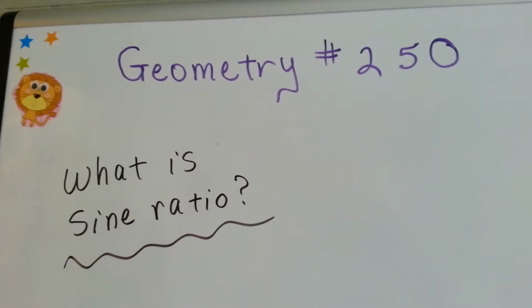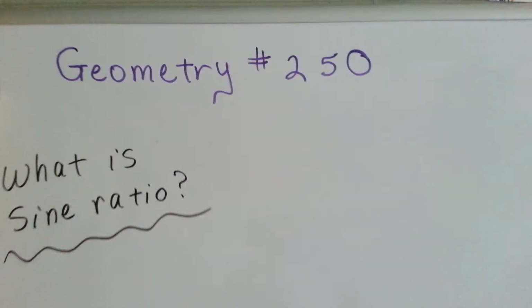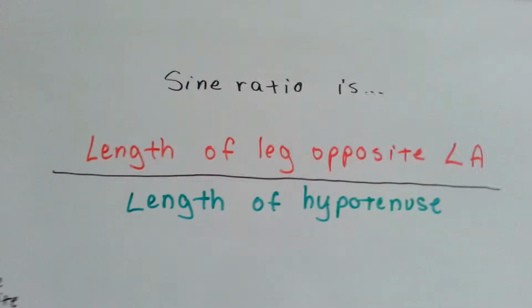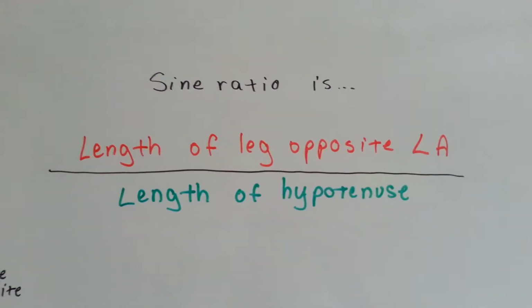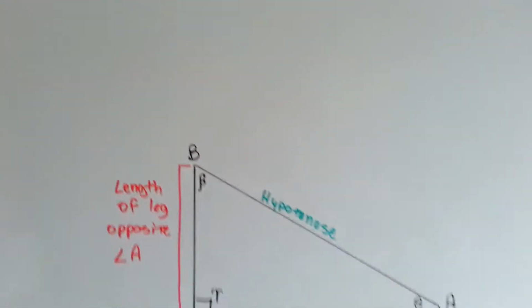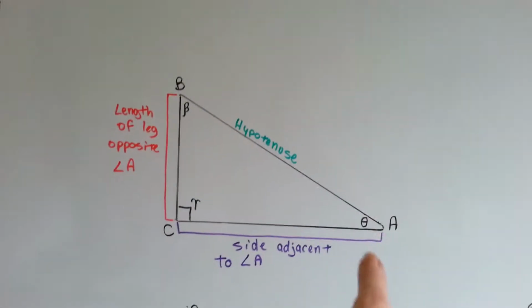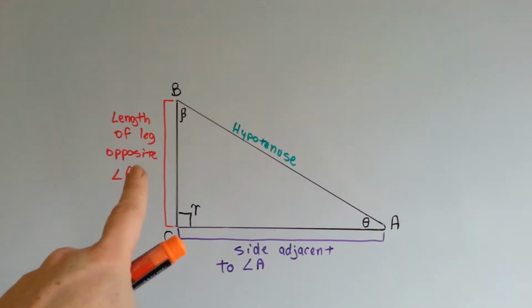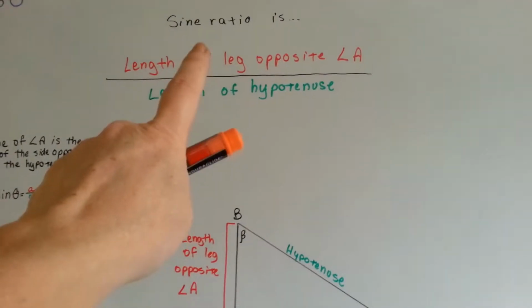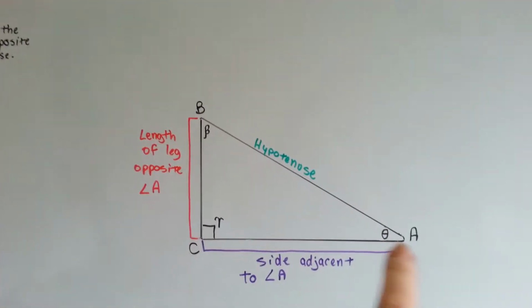What is a sine ratio? Well, it's really pretty easy. All it is, is the length of the leg opposite angle A over the length of the hypotenuse. So if we were to look at this drawing, here's angle A. The length of the leg opposite it is the red one. So keep in mind the red over the green, okay?